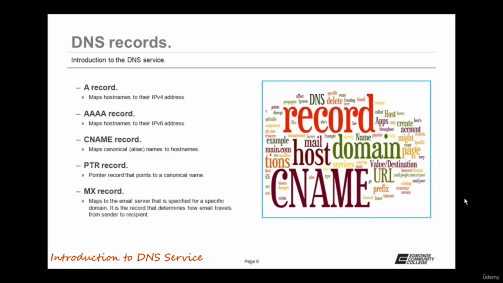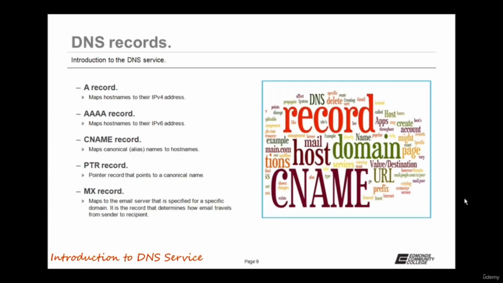This maps the FQDN to its respective IPv6 address. Then there's the CNAME record. Now this maps a canonical name, or alias, to a host name. What that means is that you can have edcc.edu be the same as edc.org without having to maintain two sites.